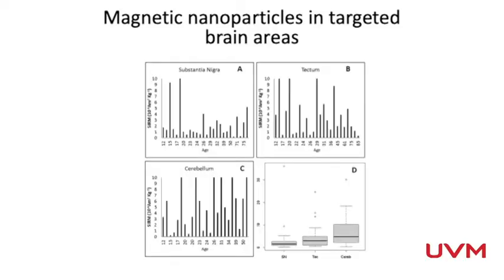Now, in a similar paper published in 2020, we have a measurement of magnetic nanoparticles in the substantia nigra, in the tectum, and in the cerebellum. And the substantia nigra, which is a target of dopaminergic cells for Parkinson disease, accumulates huge amounts of nanoparticles. And so does the cerebellum. So the cerebellum perhaps will be the highest structure in the brain that accumulates magnetic particles.